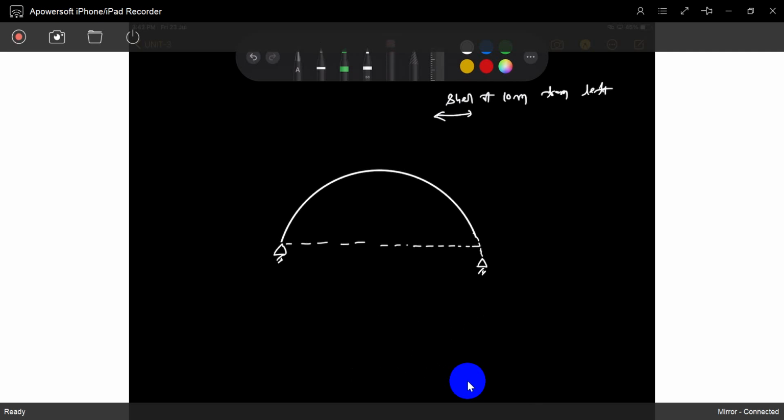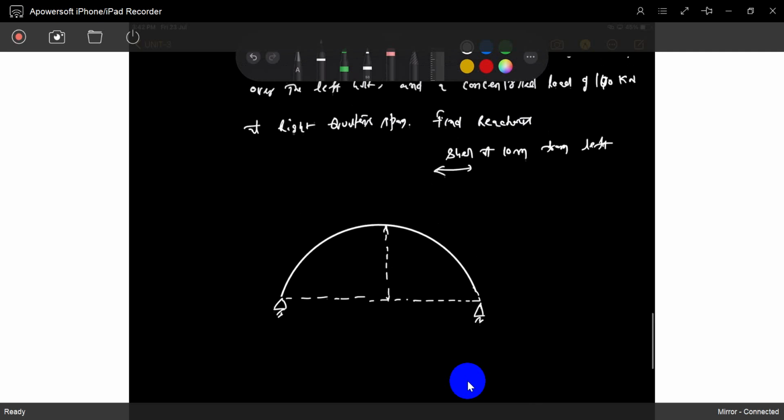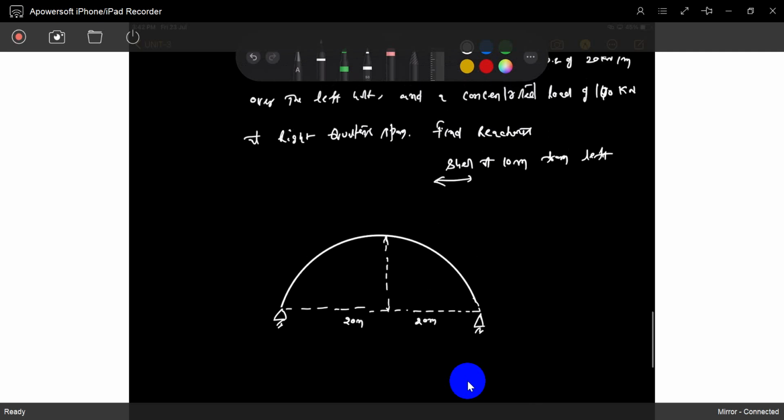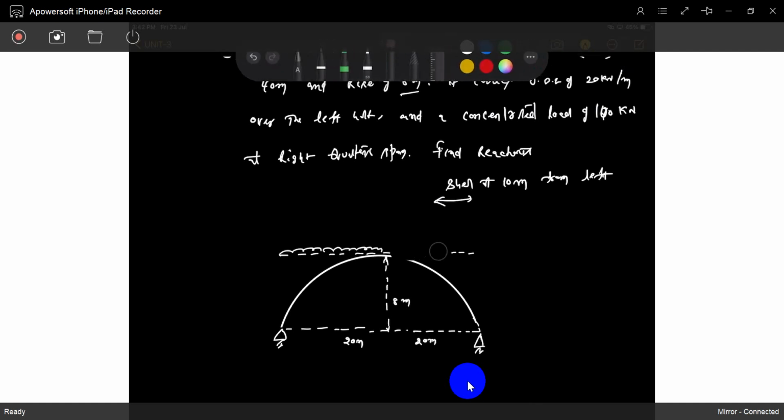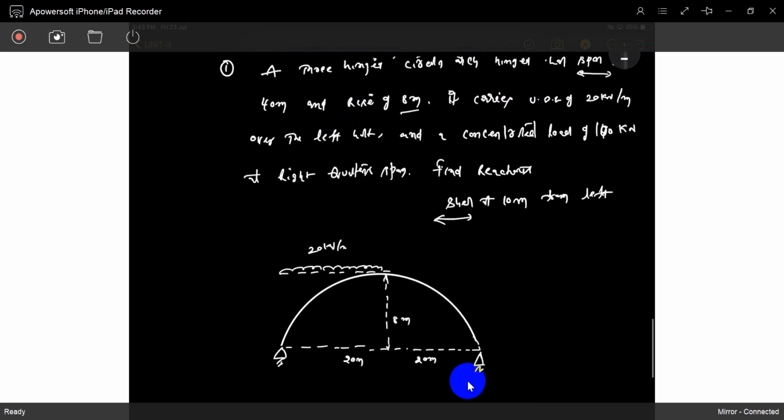What he said is, span is what? Span 40 meters, so half the span is 20 meters. And a rise of 8 meters. So it's only a segmental arch. It carries a uniformly distributed load only on the left span, 20 kilonewton per meter, and has a concentrated point load of 100 kilonewton at quarter span.